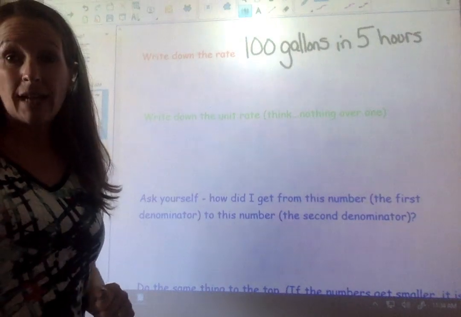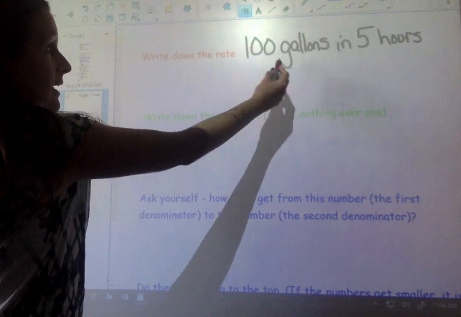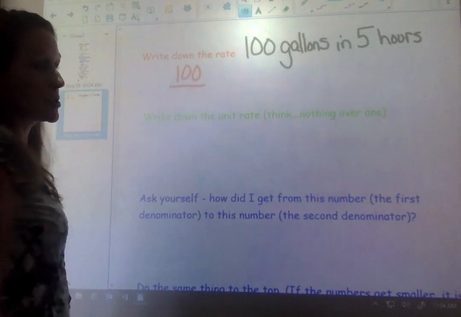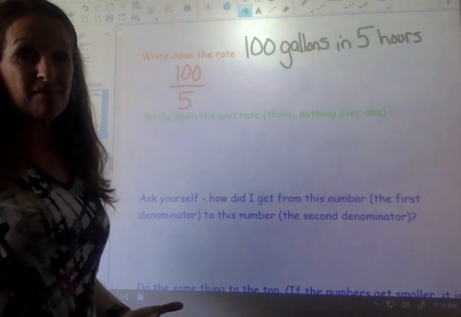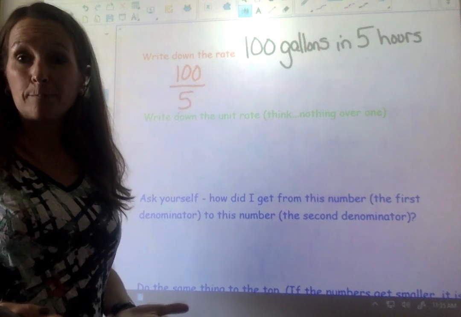Your first step, write down the rate. So I'm going to do that in red. I'm going to write down the rate. It said 100 gallons. That's going to go on the top because that comes first. And then in 5 hours. So that goes on the bottom. That's it. That's your first step. You're basically just rewriting what's in the book.